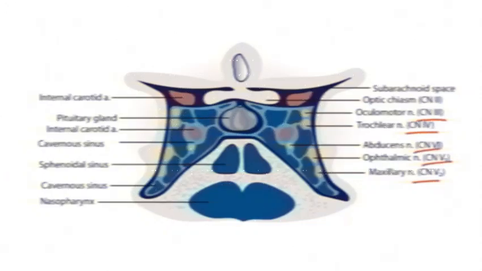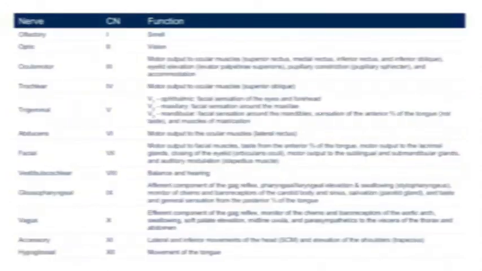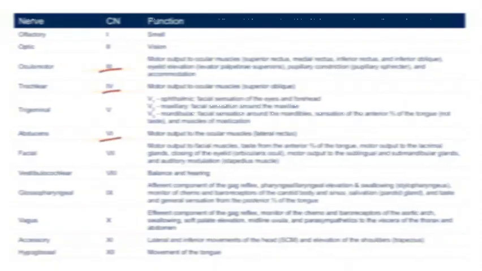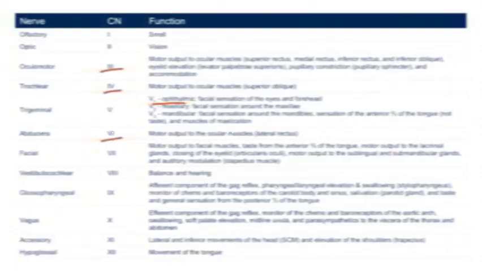to these nerves. From table 8.1, we can see that involvement of cranial nerves 3, 4, and 6 would all cause paralysis of muscles of the eye. Involvement of the ophthalmic branch of the trigeminal nerve would result in a loss of facial sensation around the eyes and the forehead. And involvement of the maxillary branch of the trigeminal nerve would result in loss of facial sensation around the maxilla. Okay, let's do another question.